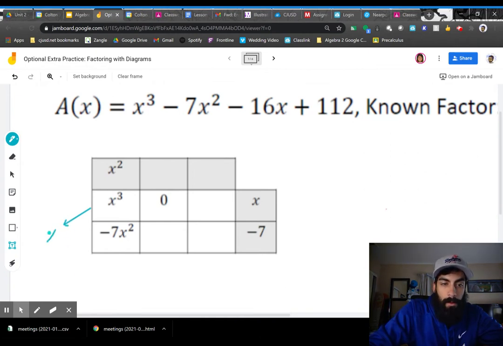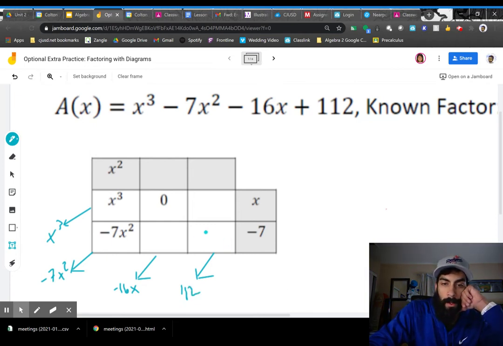we've got x cubed. Out of this diagonal, we should get this negative 7x squared, the second term in our polynomial. Out of this diagonal, we'll get our third term, which is minus 16x, negative 16x, and then plus 112. That'll come out of our last diagonal, which really is just one box. Since there's only this one square or box here, we can actually fill in that 112 already.